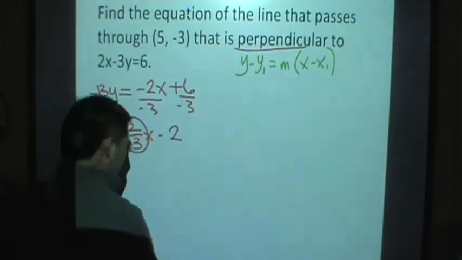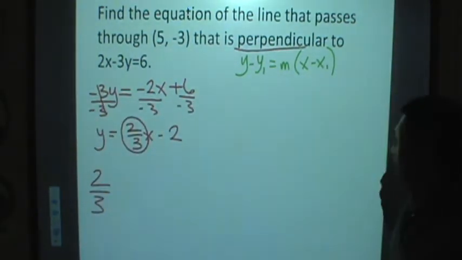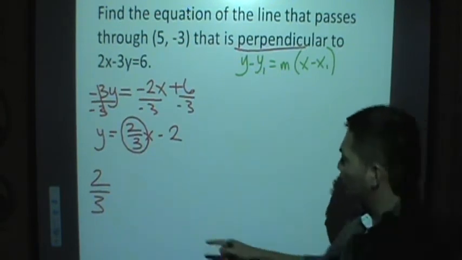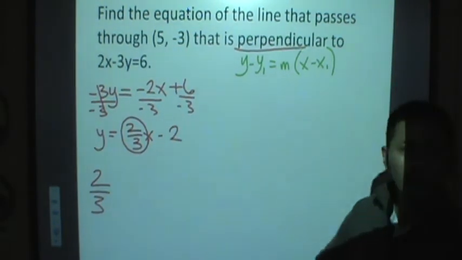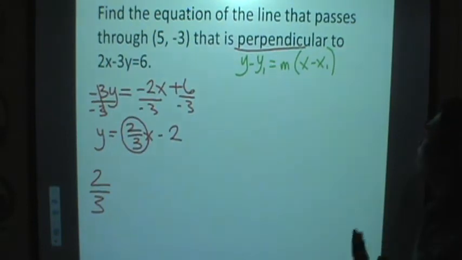But the problem here is the lines are perpendicular. Now, I just explained that if the two lines are perpendicular, all you have to do is to flip it and then change the sign. If it's negative, it becomes positive. If it's positive, it becomes negative. But you still need to flip the fraction. We call it reciprocal. Okay?